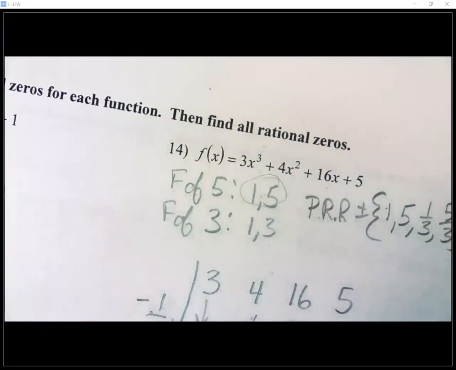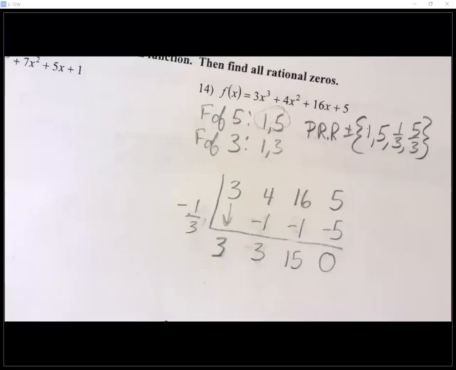So. And look what just happened. Oh, I'm sorry. You guys don't even tell me that I'm off. Those two. -1/3 works.